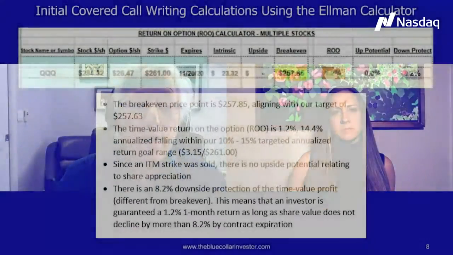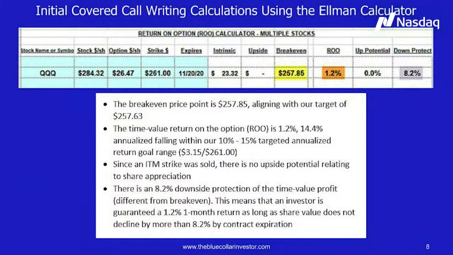Now, step 4 is to make sure that that premium had a time value component to it. Otherwise, why are we bothering? So we took our actual 26.47 and we broke it down into intrinsic value and time value. Well, the intrinsic value is the amount that the 261 strike is lower than current market value of 284.32. We come to 23.32. We deduct that from the actual premium we received, 26.47, and that gives us an actual time value profit of $3.15 a share.